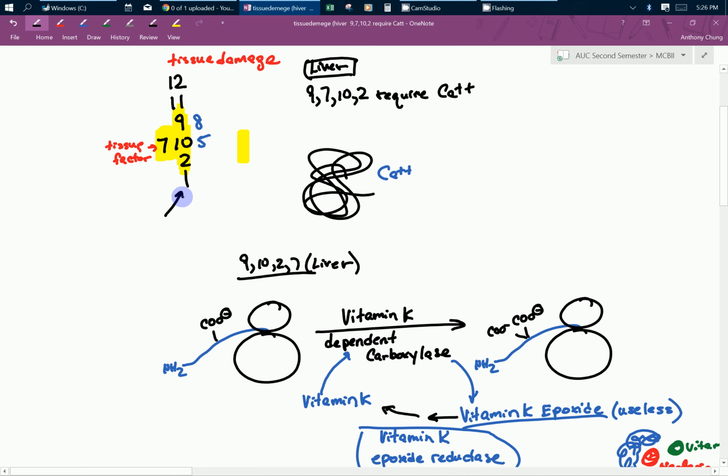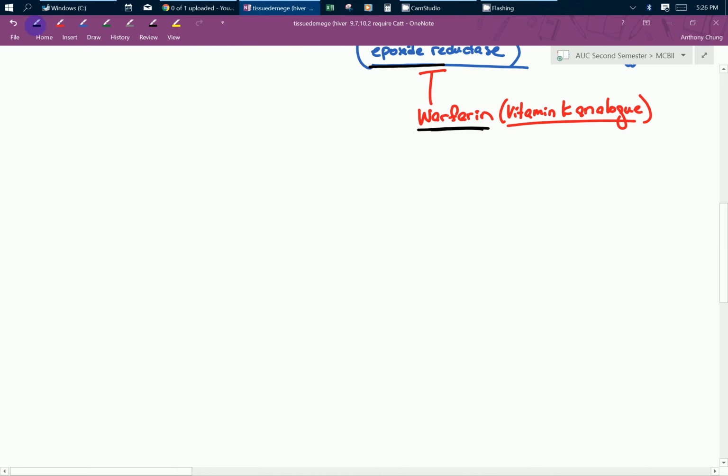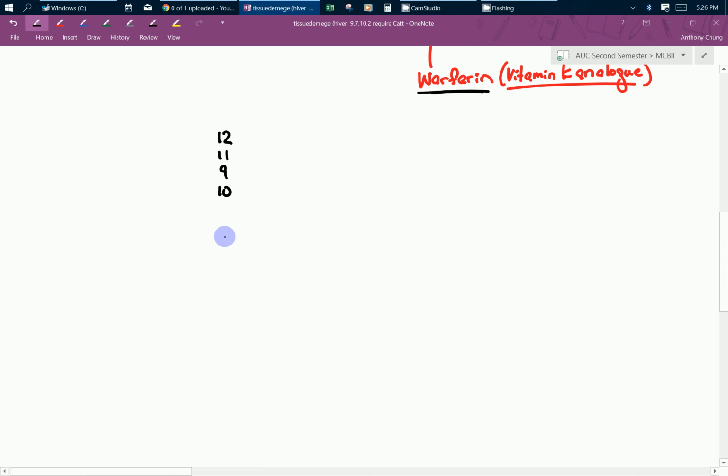So let's talk about the regulation. Let's draw this one more time. 12, 11, 9, 10, 2, 1, 8, 5, 7. It turns out that thrombin is a regulator of itself. Thrombin will activate this protein called thrombomodulin. And thrombomodulin will activate protein C.